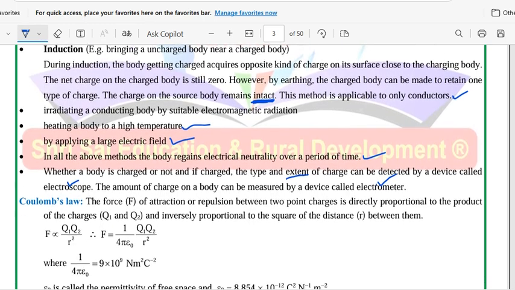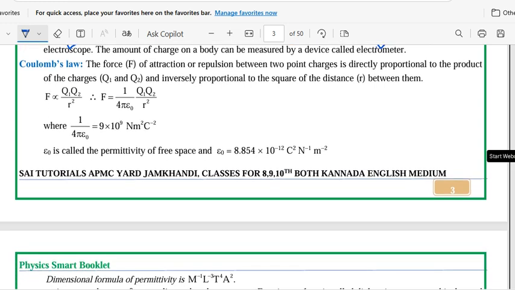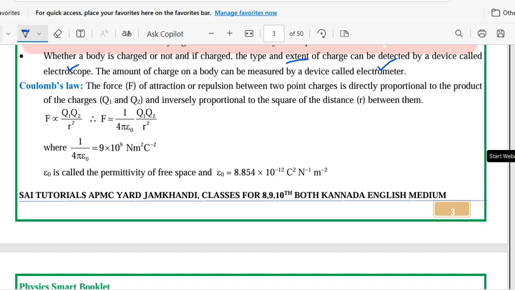Yesterday we discussed this. The next concept for your syllabus is Coulomb's law. Very, very important. It is very important for your syllabus. What do you mean by Coulomb's law, and what is the statement of Coulomb's law in electrostatics? The force. This is the statement here.